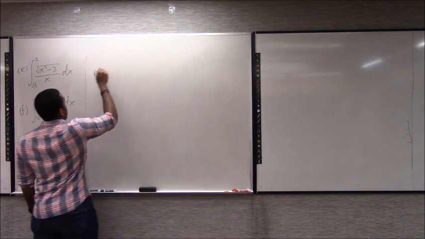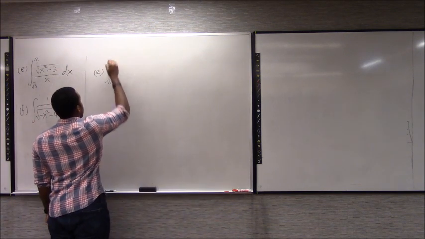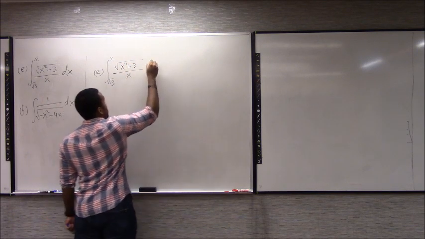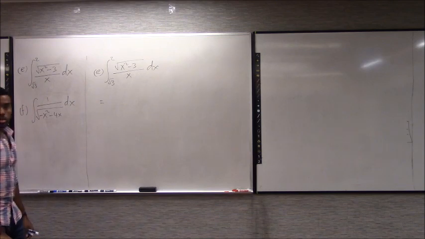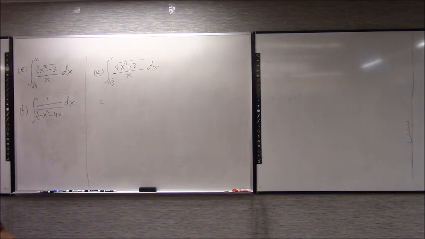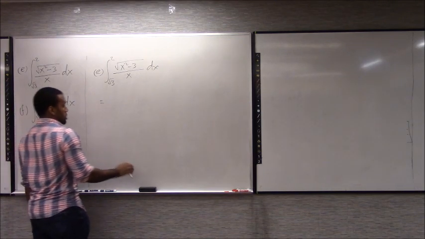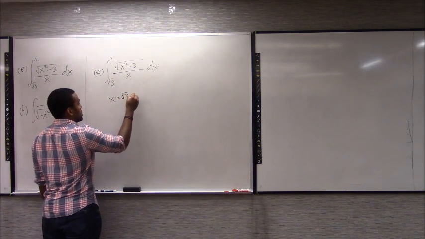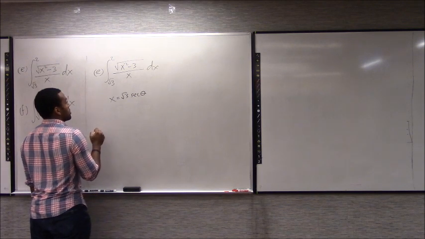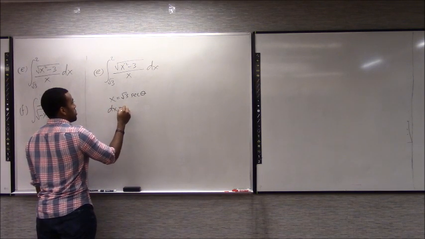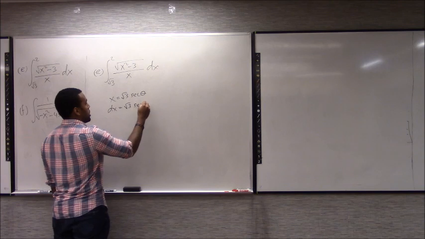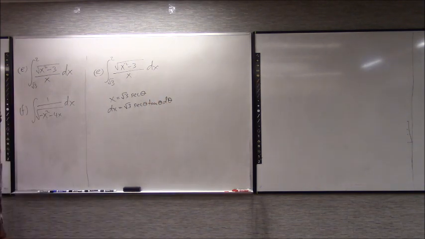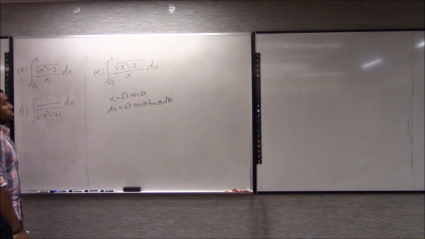Okay, the first one. What do you do? a equals root 3, x equals root 3 secant theta. So our dx is going to be radical 3 secant theta tangent theta d theta. Now what? Plug it in.